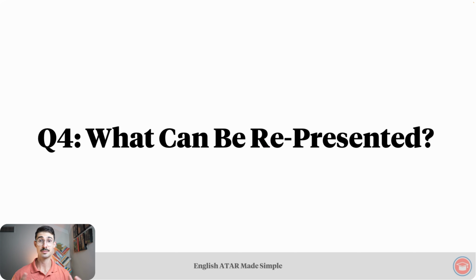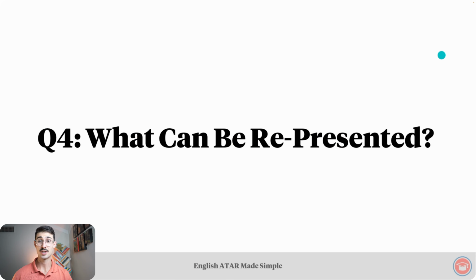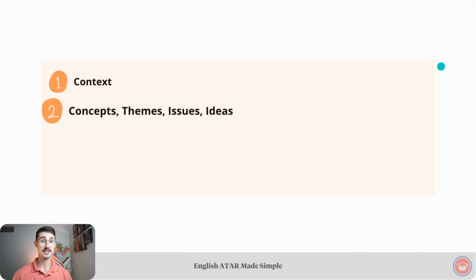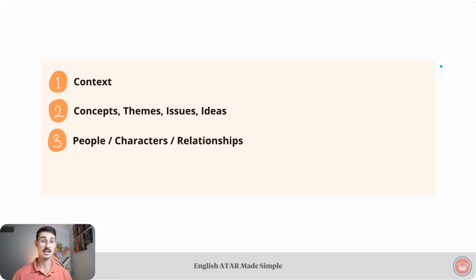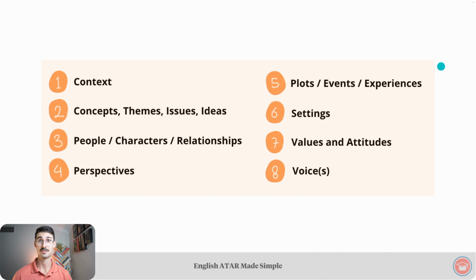A key takeaway to answer this question: virtually anything can be represented in a text. That doesn't really clarify things for the purposes of answering this question, so here are some things that are commonly represented. Context, concepts, themes, issues, ideas, people, characters, relationships, perspectives, plots, events, experiences, settings, values and attitudes, and voices. Hence, virtually anything can be represented. And those are our 4 questions answered. Gosh, we are making good time.